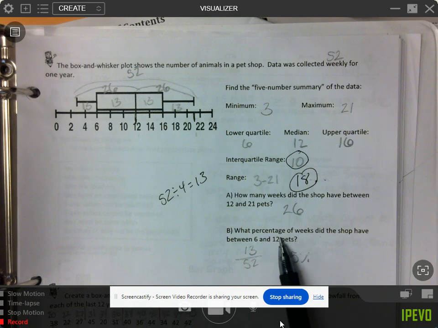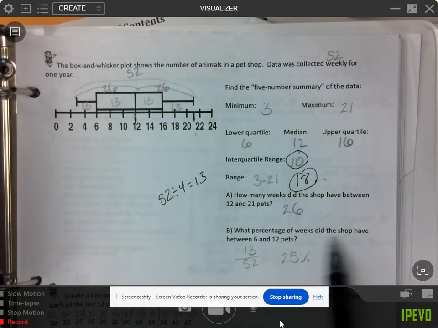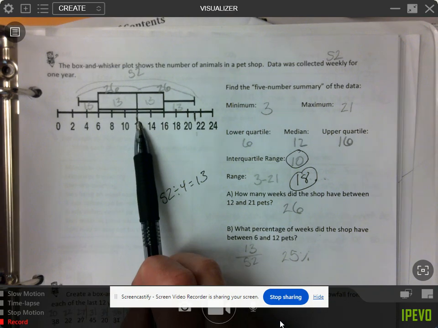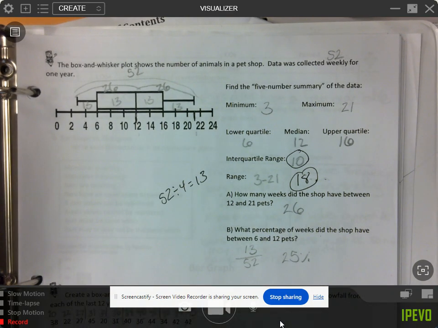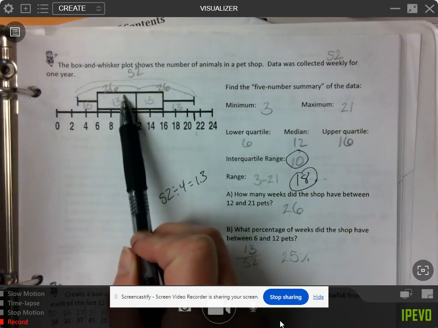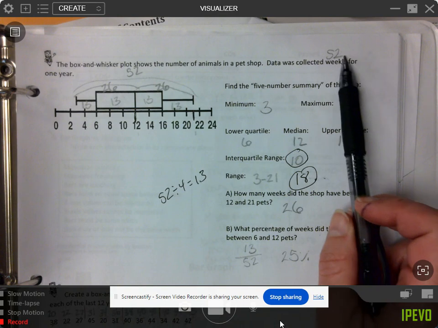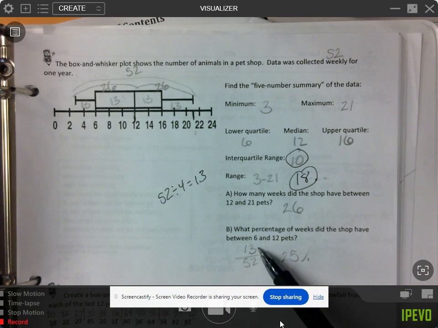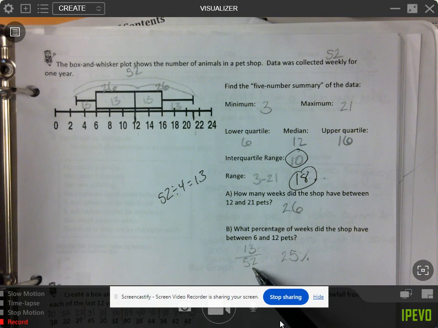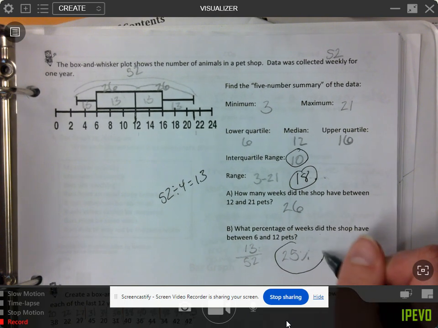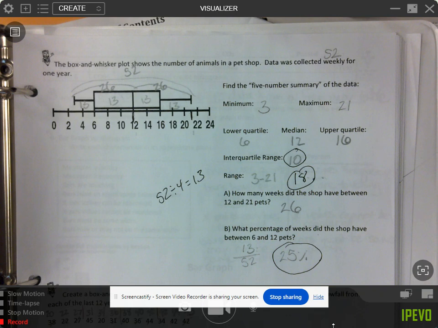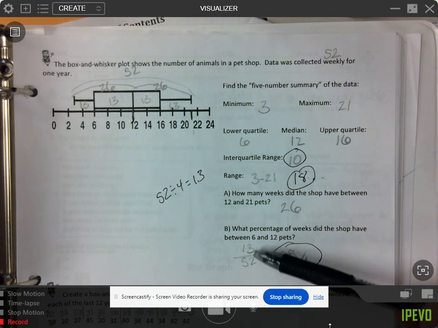Then it says, at what percentage of weeks did the shop have between 6 and 12? Now we have to use some of our prior knowledge about percentages. So we know that between 6 and 12, there's 13. We know it's out of 52 total. So 13 divided by 52 gives us 0.25, which is 25%. So your answer had to be as a percentage. Remember, to find the percentage, you put how many you have divided by the total number.